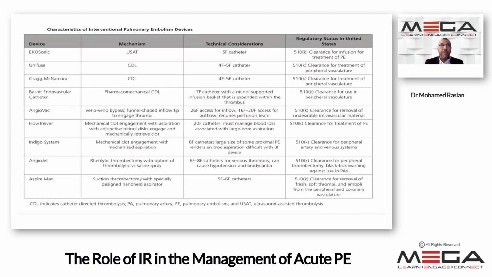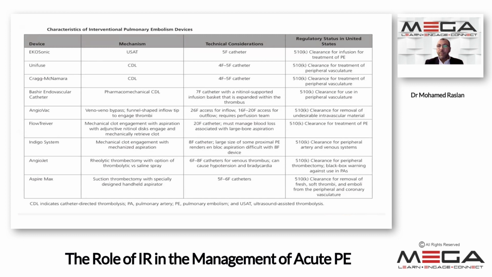The first 3 devices in this table are based on lysis of the thrombus by infusion of TPA. And the last 5 are pure mechanical. And the Bashir catheter is the pharmacomechanical one. You can see here the Bashir catheter. This combines the pharmacological and the mechanical together.